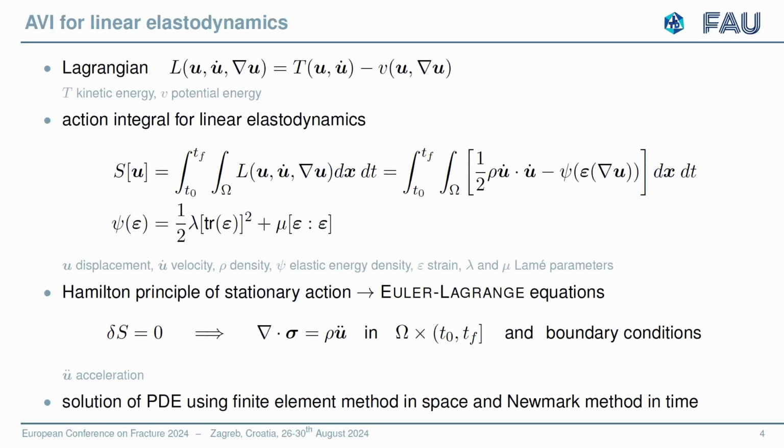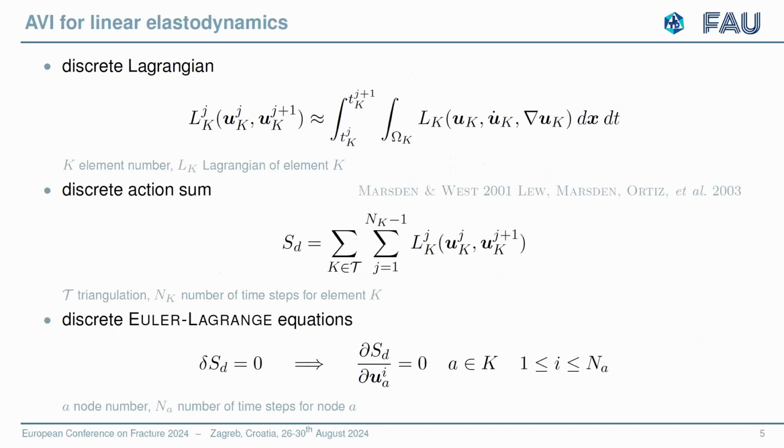We define the Lagrangian as the difference between kinetic and potential energy. Then we define the action as the space-time integral of the Lagrangian. Then we use Hamilton's principle of least action, which says that the physical trajectory of the system renders the action stationary. So we take the variation of the action equated to 0 to get the Euler-Lagrange equations. These equations can be solved using the finite element method in space and Newmark's method in time in the continuous setting. Let's have a look at the discrete setting now.